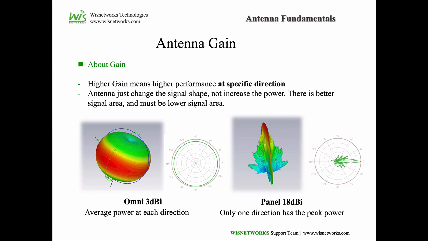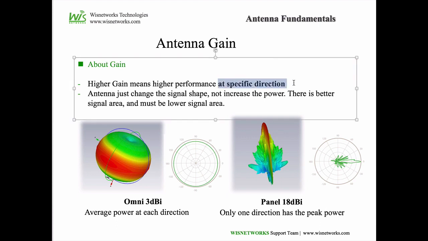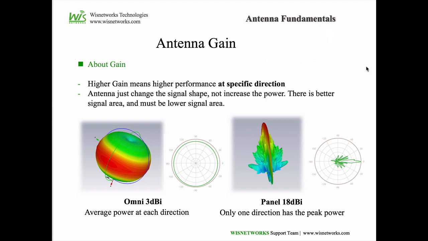So an antenna that has a higher gain means higher performance in a specific direction. So it doesn't mean that the higher gain antenna means the higher power. In some directions, it would have a very strong signal, but in other directions, it may reduce the signal, giving a much lower signal than common antennas.